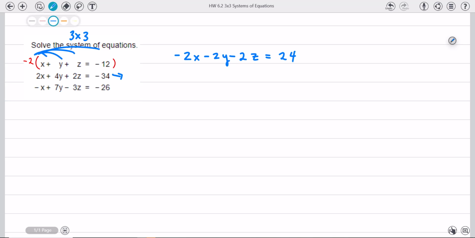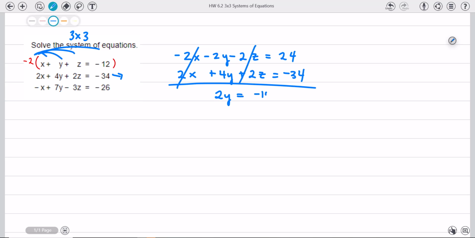Now I'm just going to move this equation under it. Plus 4y plus 2z equals -34. I can see the x's cancel, the z's cancel, and so I end up with 4y minus 2y, which is 2y, and this is -10. Dividing both sides by 2, I at least have one of my variables solved for. So now what I do is I look at these two equations.